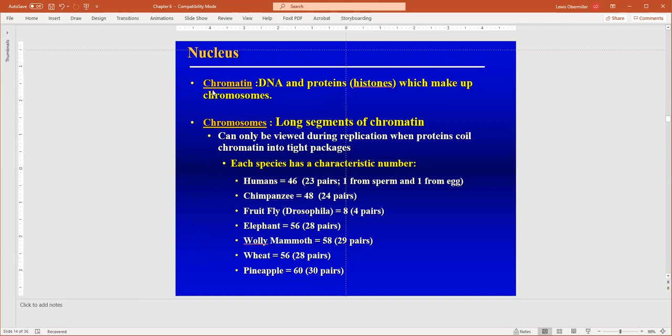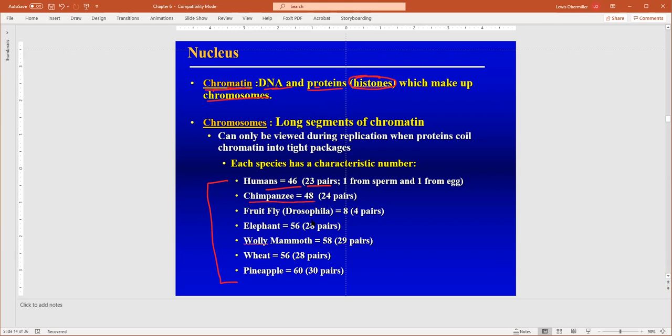The DNA is made out of chromatin. We talked a little bit about that in the lecture, and that's DNA and proteins that make up, these proteins are called histones. Together, DNA and proteins make chromatin. Long strands of chromatin make up chromosomes, which you're familiar with. Different organisms have different numbers of chromosomes. We have 46 pairs, 23 you got from mom, 23 from dad.